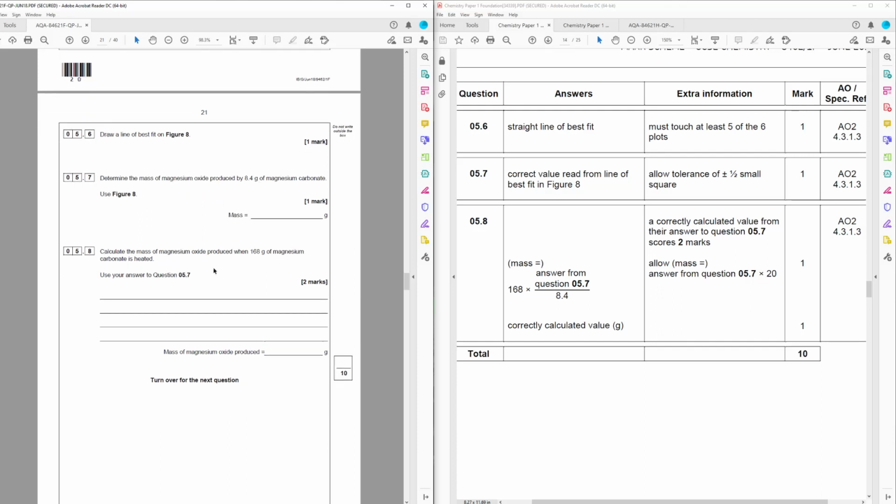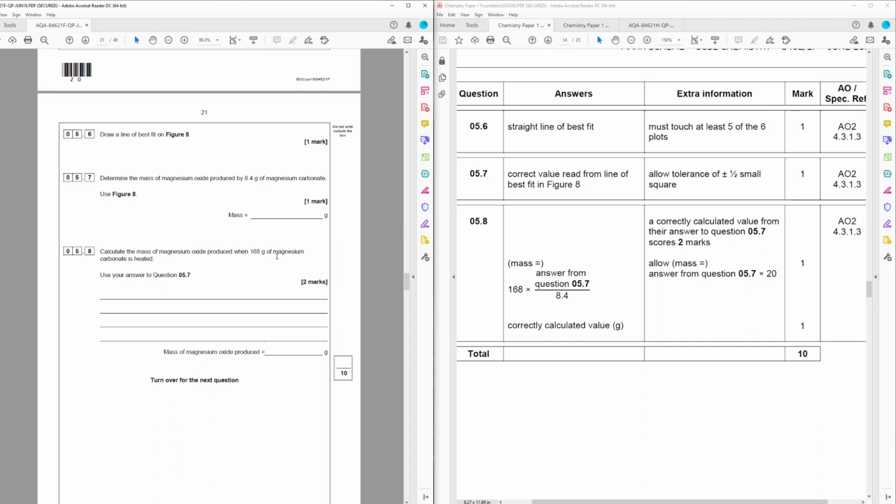So in this one here, it says we're going to calculate the mass of magnesium oxide produced when 1.68 grams of magnesium carbonate is heated. So we need to work out, well, how much bigger is it? The way I would do this, it's not the way that necessarily everyone would do it. So you've got 8.4 grams. If you divided by 8.4 to get it down to what 1 gram would be, and then times it by 168 to get what 168 grams would be, that'd be our final answer.